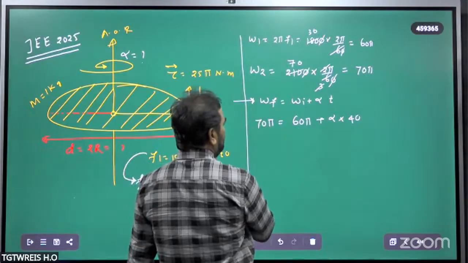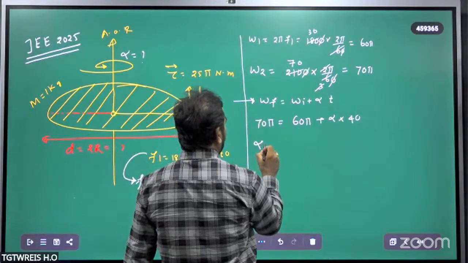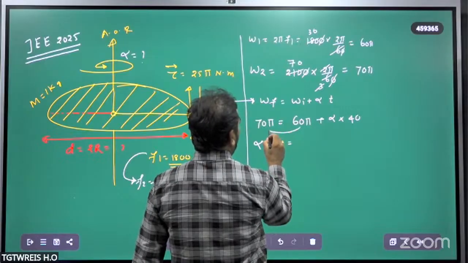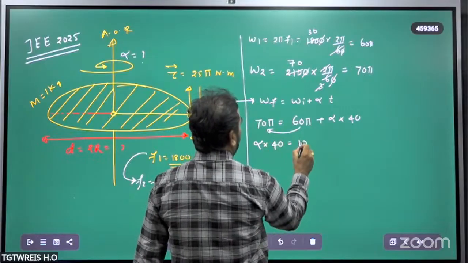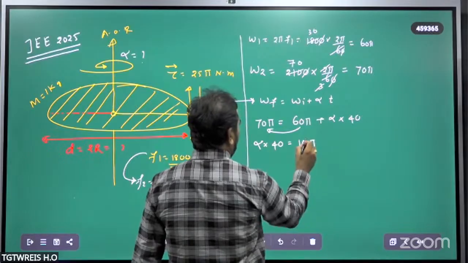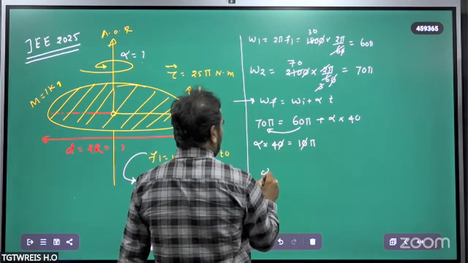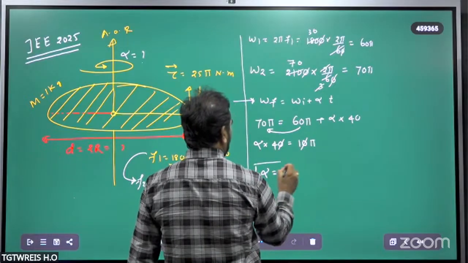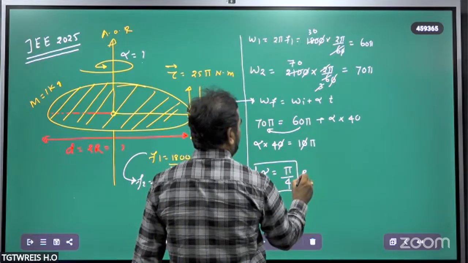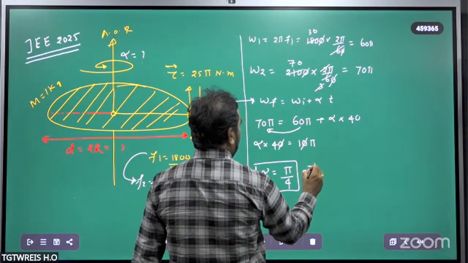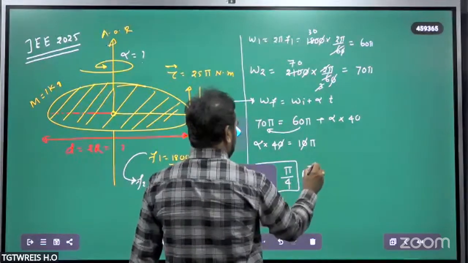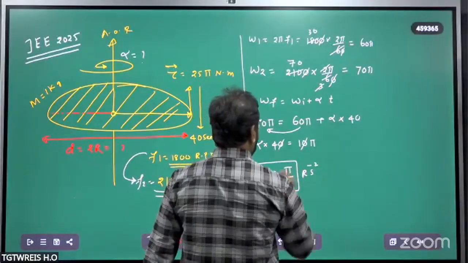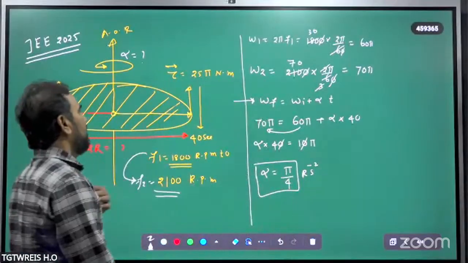So we bring this side: 40 into alpha is equal to 10 pi. Okay, 10 gets cancelled out. Alpha is equal to pi upon 4 radian per second square. Alpha is in radian per second square. We have got alpha.